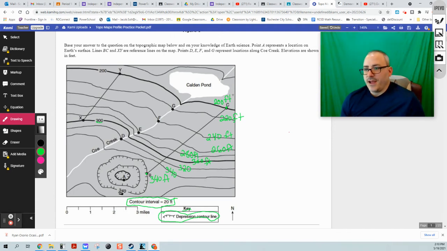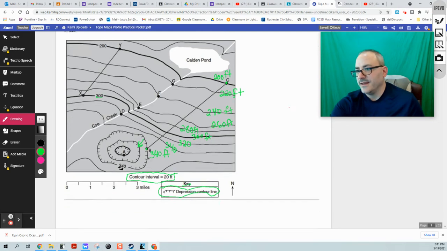So these are both at the same elevation, so it's basically flat between these 2 points. All of this between here and here is flat, and right at this line, it starts going down. Right at the depression line, this is when it starts going down. Okay, so 340, 340, 320. Great.